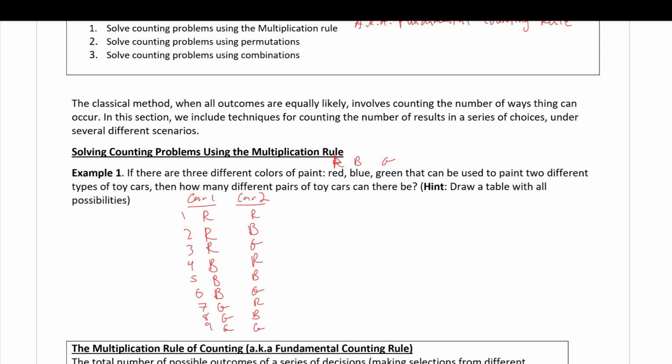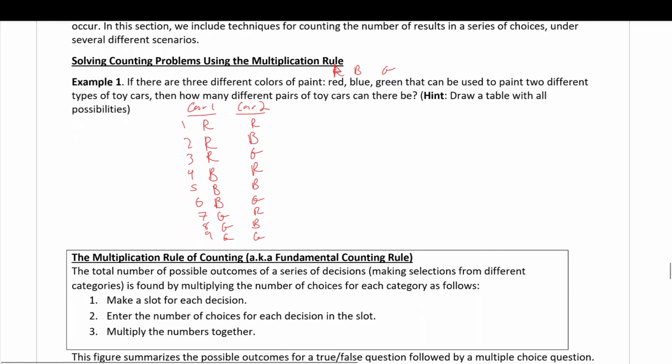Now that wasn't too hard to do, right? We've pretty much figured out all the different ways that you can color these 2 cars using red and blue and green paints, right? But I can very easily change this to make it a little bit harder. Like if I had 4 cars and maybe 5 different colors of paint. You see how that would take some time. So there's got to be some sort of shortcut to do this, right? To kind of figure out that count of 9, okay? And that is this multiplication rule, okay?